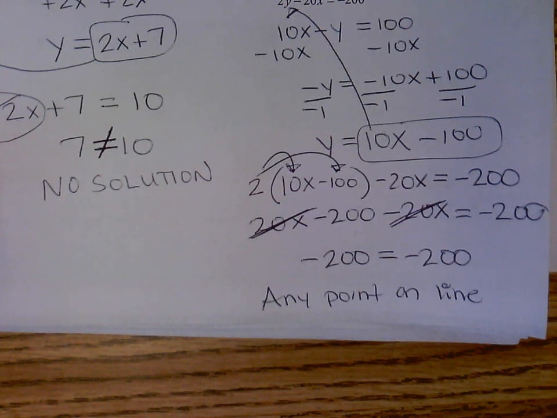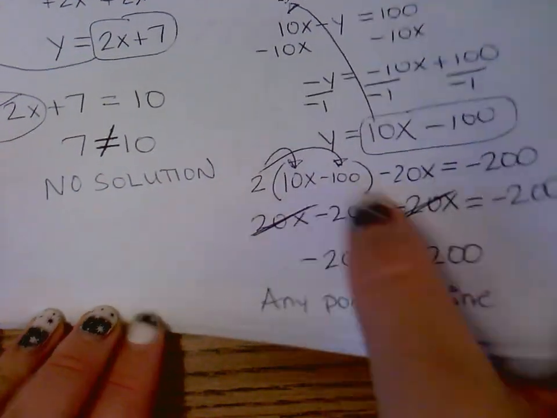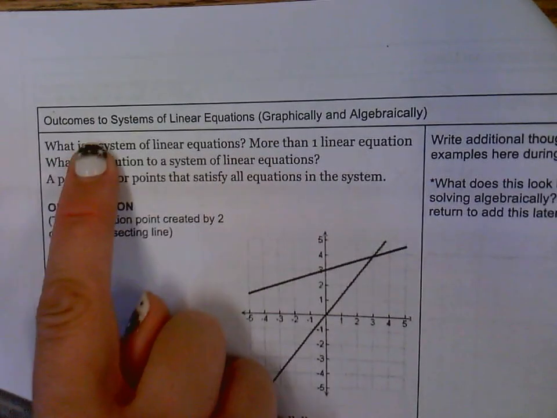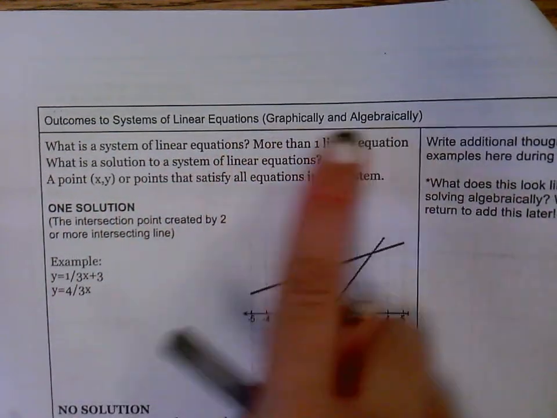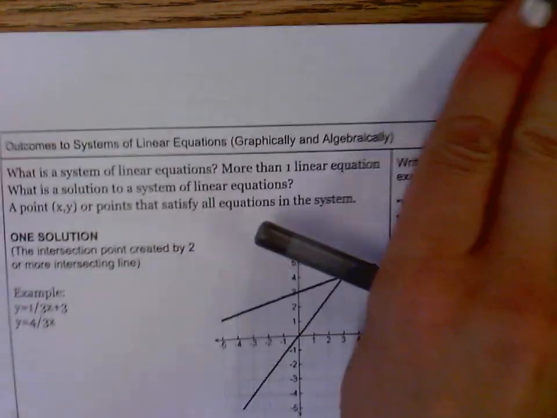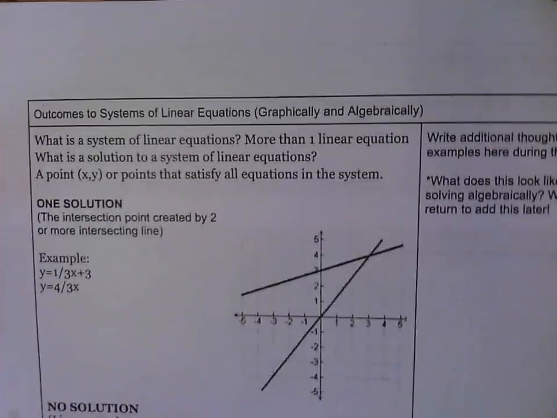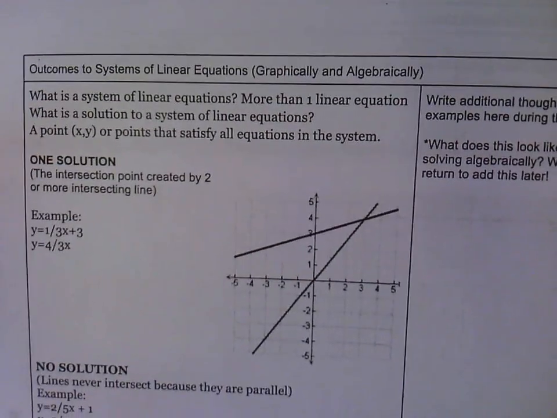So before we practice a couple, I just wanted to take us back to the resource page on graphing systems. It's way back and it looks like this one. It was a resource page called Outcomes to Systems Graphically and Algebraically. So it's way back at the beginning of your packet. It's not numbered.